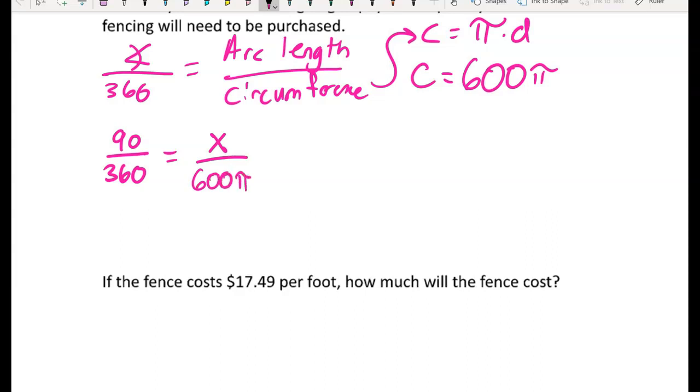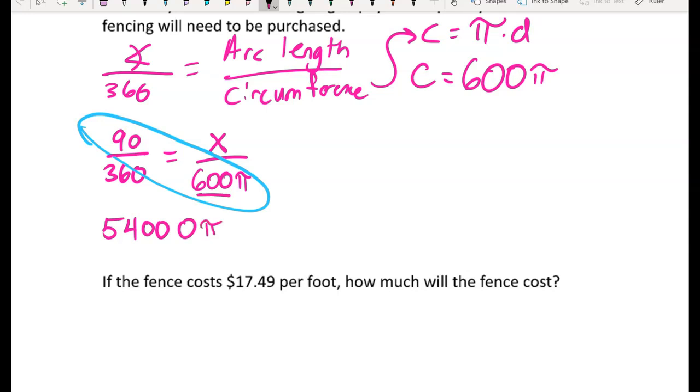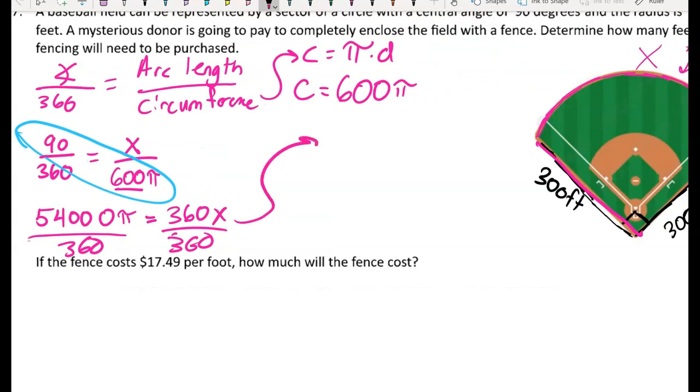Now to solve any good proportion, I'm going to cross multiply. If I multiply 90 times 600 pi, you could just type that into your calculator if you want. I normally leave the pi until the end, so I just multiply the 90 and the 600 in my calculator to get 54,000 times pi, because I didn't type in pi to my calculator yet, and 360 times x is just 360x. Now to keep solving for x, I can divide away the 360, and when I type all of that into my calculator, because I know I'm going to need to round here, I find that the arc length is about 471.2 feet.